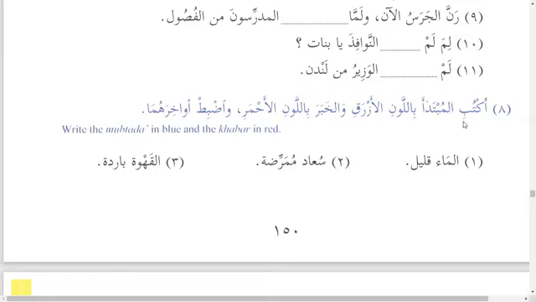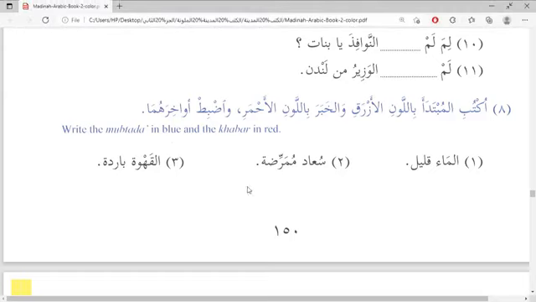Uktub al-mubtada bil-lawn al-azraq wal-khabar bil-lawn al-ahmar. So now we have to write the mubtada in blue and the khabar, the predicate, in red. Wadbit awakhiruhuma: in the end we have to put the proper case endings of the nouns or verbs. I'm sure, inshallah, you are able to figure out the mubtada and khabar.